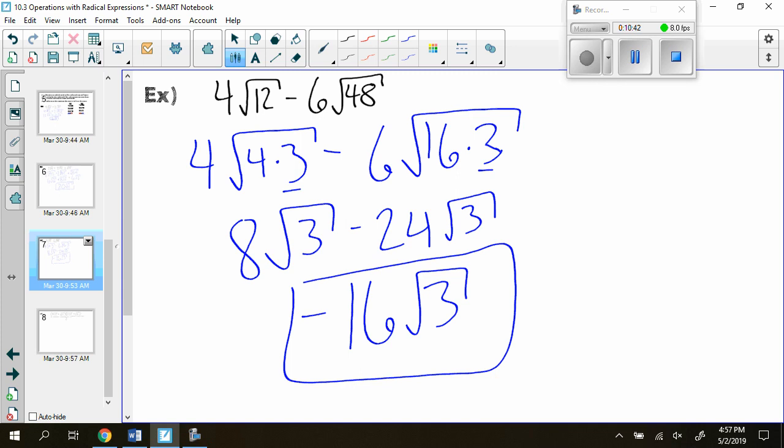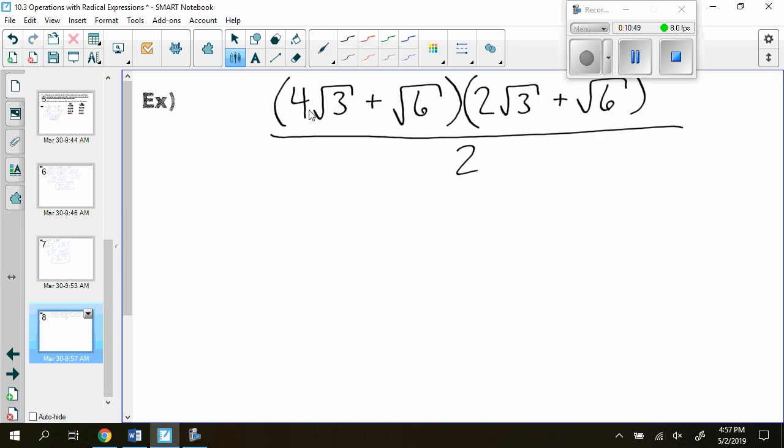Our last one, maybe kind of a challenge problem. Think about the fact that you've got 2 terms times another 2 terms, looking like a FOIL type of problem. And we also have a little bit of division. So just reviewing some more similar ideas from like 10.2. But with a FOIL, do my first. 4 times 2 is 8. The square root of 3 times the square root of 3 is just regular 3. So 8 times 3 for that first part of my FOIL.